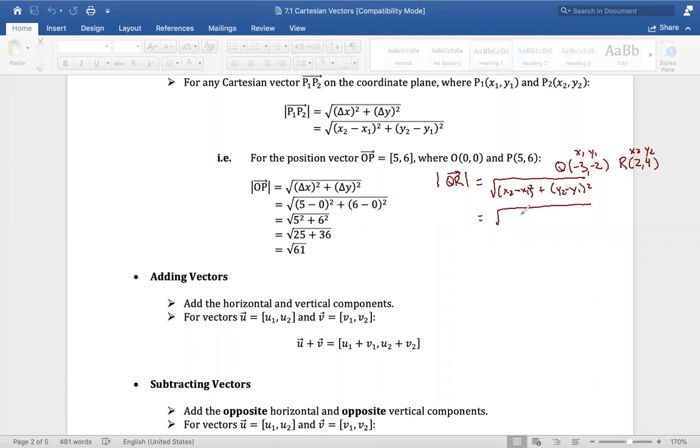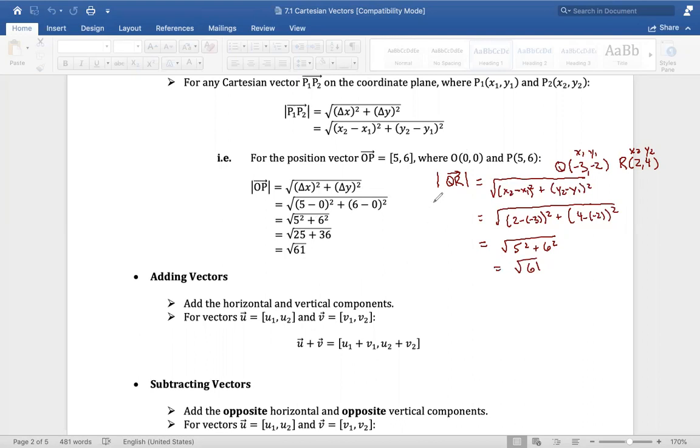So subtracting my x's is 2 minus -3, which we already did on the previous page, squared, and 4 minus -2, squared. So that's 2 plus 3, which is 5 squared, and 4 plus 2, which is 6 squared. Now it's looking the same as before, so I'll skip right down to the square root of 61. So this proves that they are the exact same vector, whether it was at 0, 0 as the position vector, or otherwise just called a Cartesian vector.